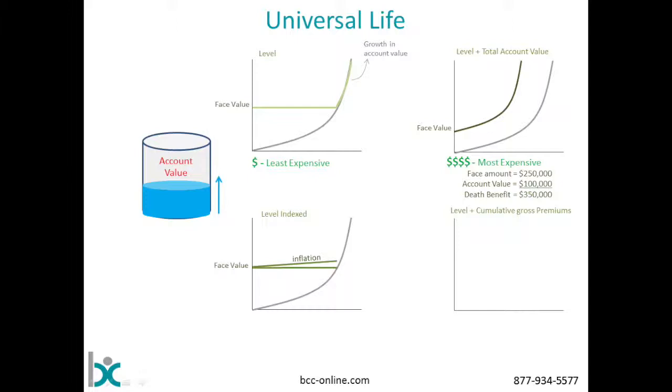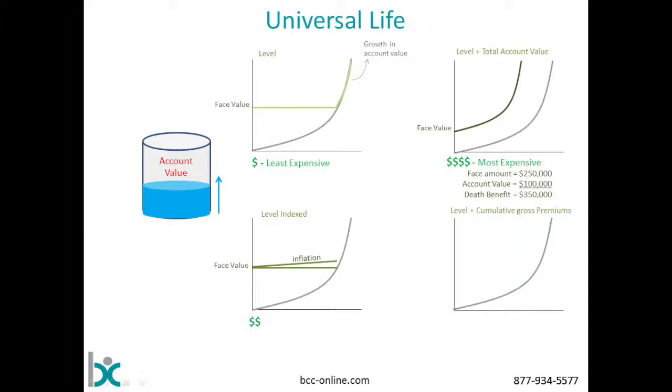And then, with level plus cumulative gross premiums, this one is one that people have a little bit of difficulty with. Again, if we can use that same picture, what would happen here? Let's say that we have a $250,000 face value, and we're paying premiums of $2,000 a year.